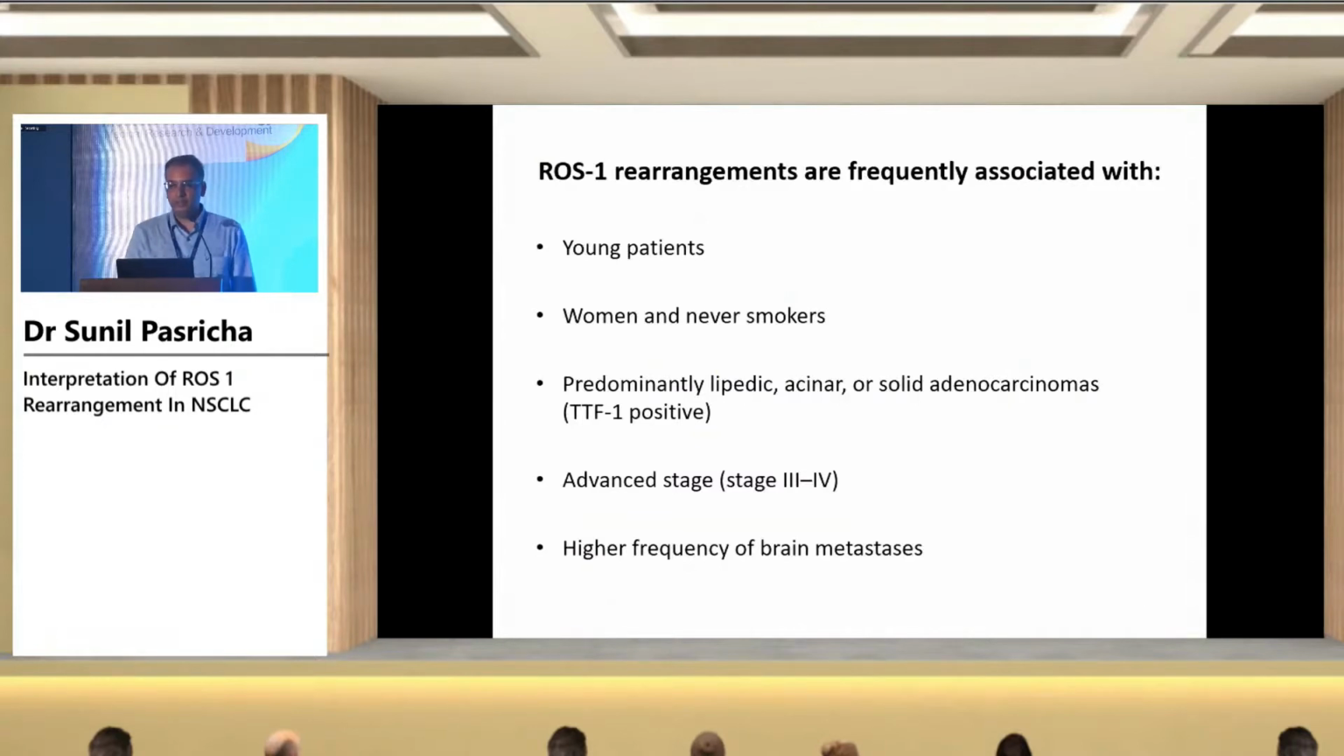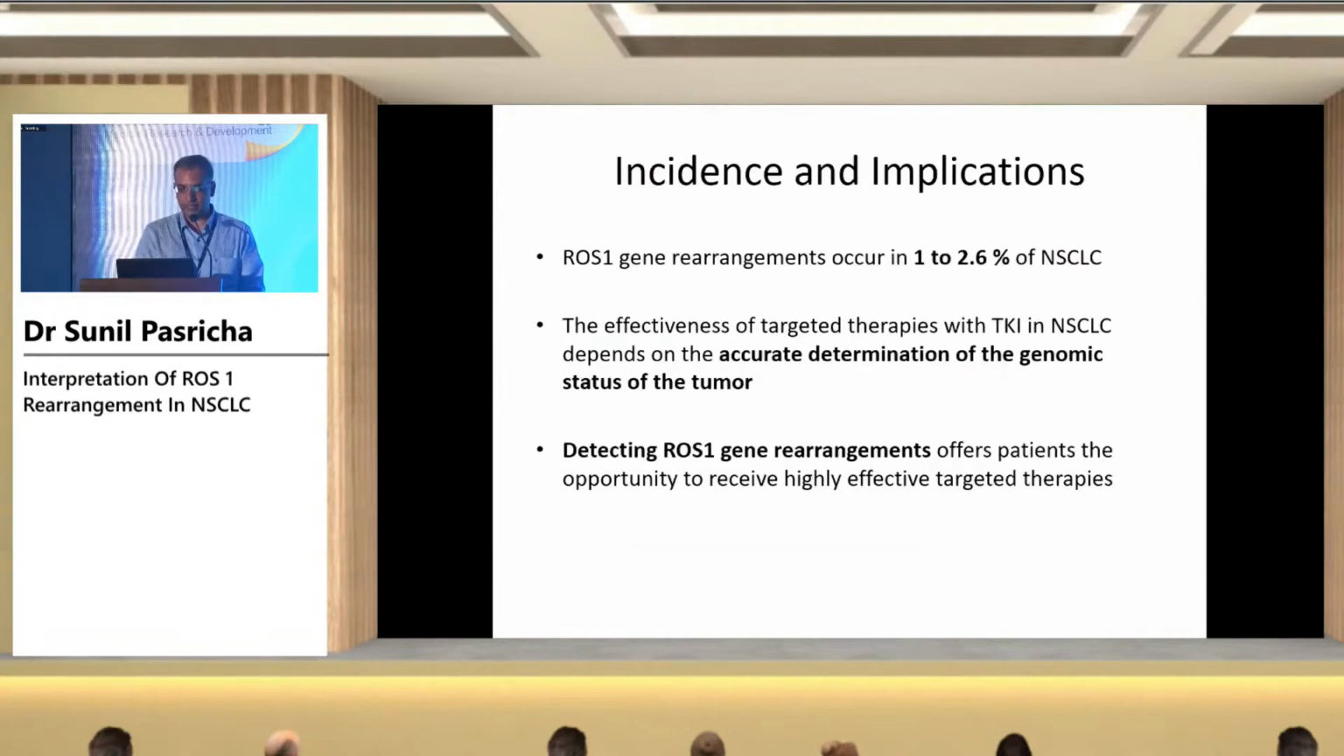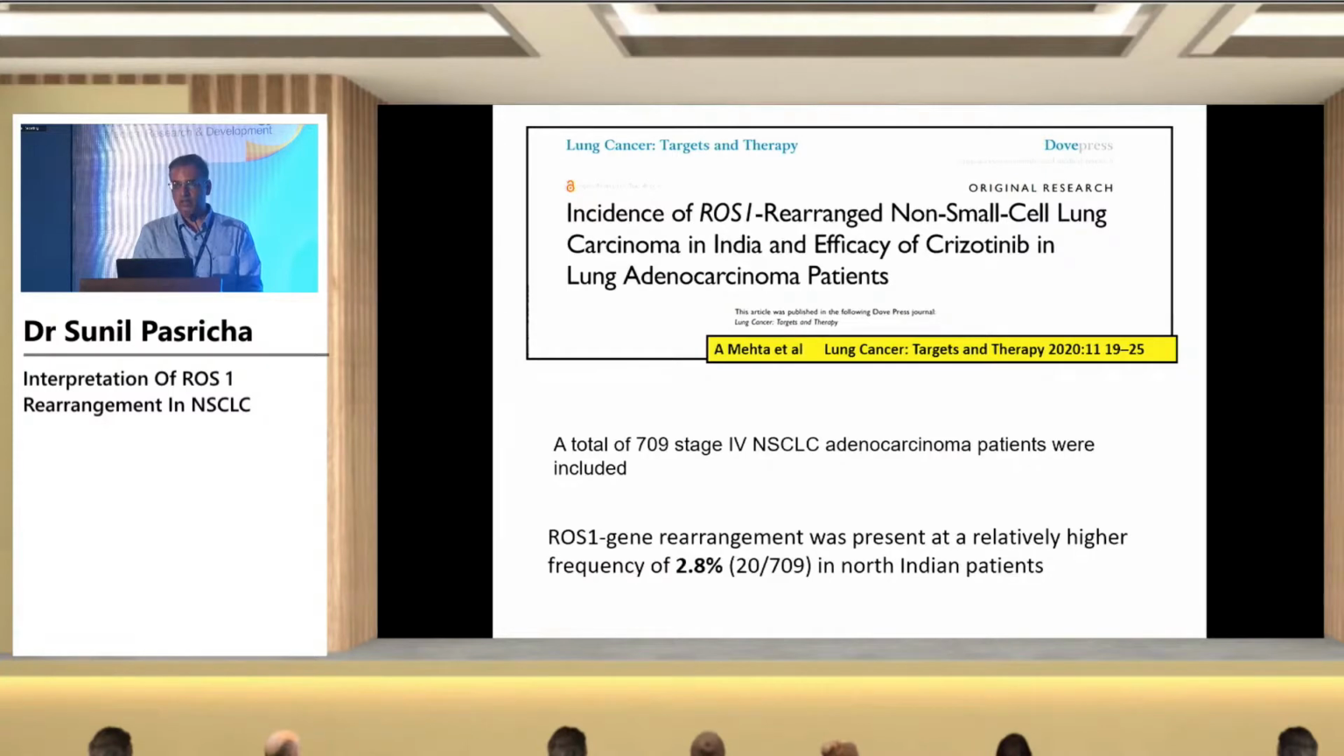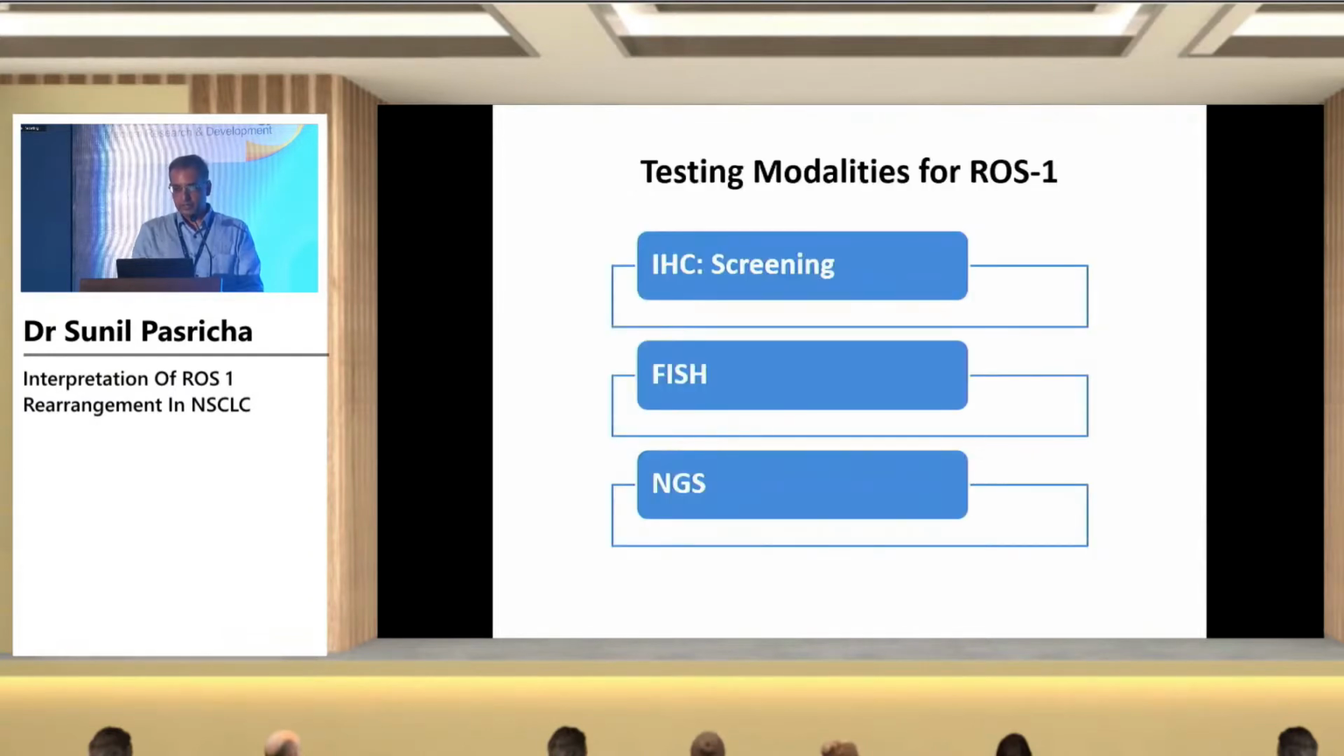So ROS1 rearrangements are frequently associated with young patients, women, never smokers. Predominantly, they show a lepidic, solid or acinar pattern. They are frequently TTF1 positive, frequently diagnosed at advanced stage, and have a higher frequency of brain metastasis. Regarding the incidence and implications, the rearrangement occurs in 1 to 2.6% of NSCLC. The effectiveness of TKI therapies in NSCLC depends upon the accurate determination of the genomic status of the tumor. Detecting the ROS1 rearrangement offers the patient the opportunity to receive highly effective targeted therapies. So this was our institutional study, published, showing an incidence of 2.8%, which was a relatively higher frequency in North Indian patients.